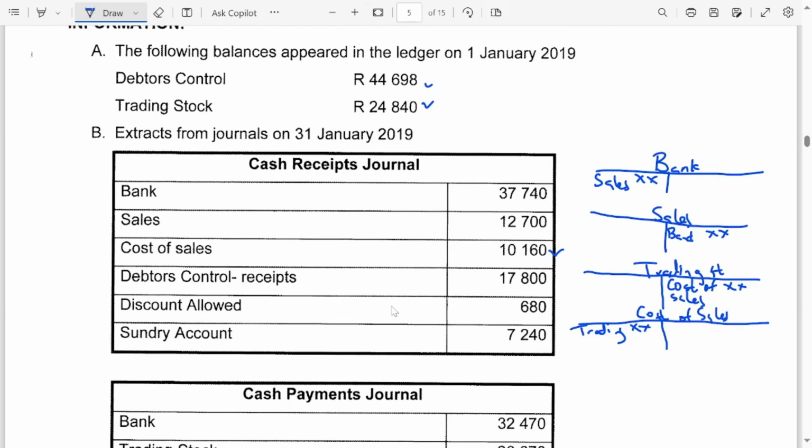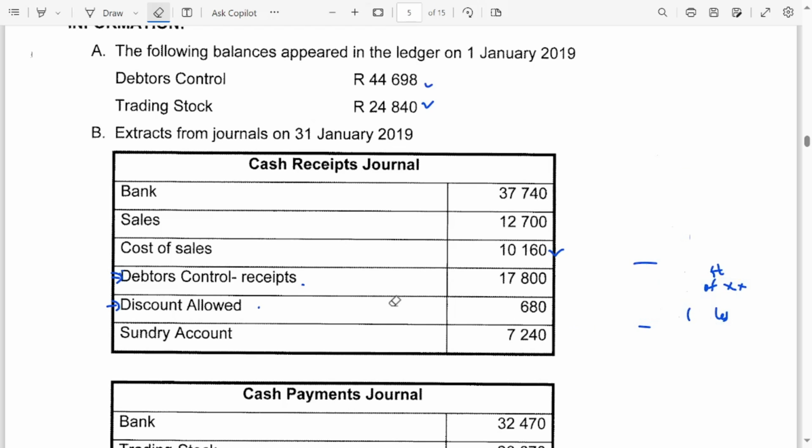And remember, we're also doing the one for the debtors control. So here is the debtors control. They also gave us the discount allowed. Okay. So when the debtors pay the business, it means that the debtors control is decreasing, right? And also the debtors have to decrease with the discount allowed. So let me show you this, what happens when the debtors are paying the business.